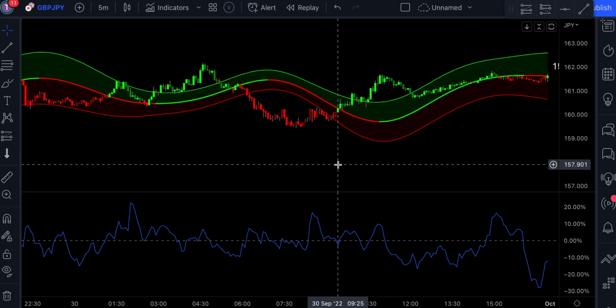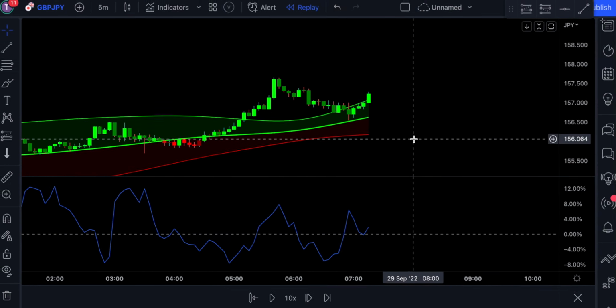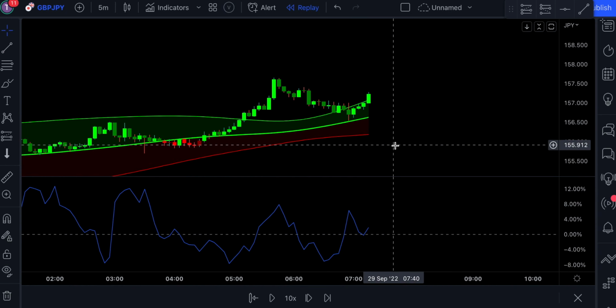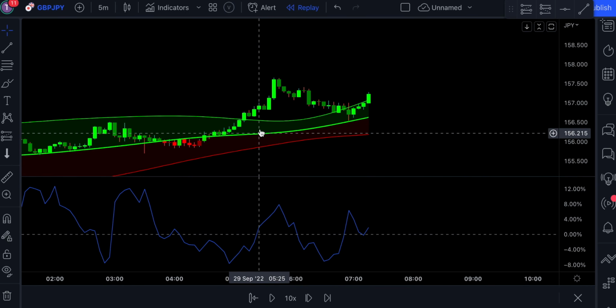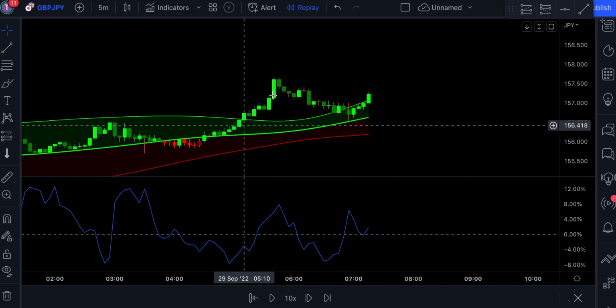Okay, now let's understand the entry rules for our strategy. So here are the rules for entering a long trade. First, the price action must break above the upper band while the middle line is green. The candlesticks also have to be colored in green.